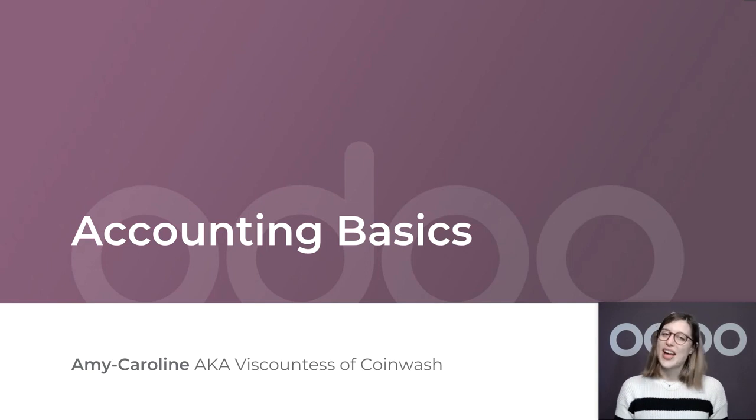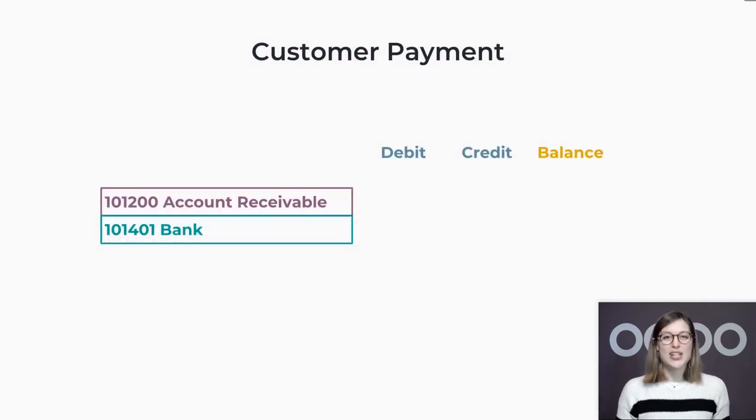As we saw in the accounting overview, nothing is lost, nothing is created, everything is transformed. So when I issue an invoice of $1,000, my account receivable is debited $1,000. This means that I'm entitled to receive this amount, therefore, the balance of this account is positive.